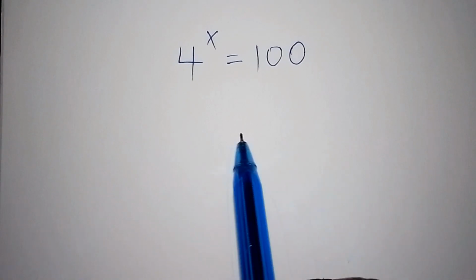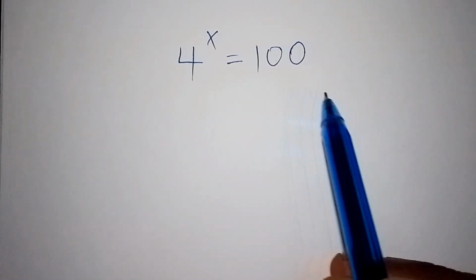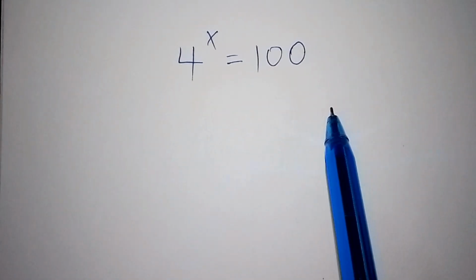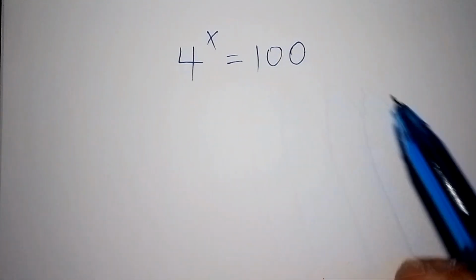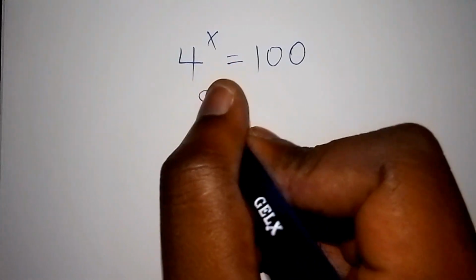Viewers, welcome as you work out this maths problem within the shortest time possible. Make sure you watch this video up to the end. We have 4 to the power of x is equal to 100. How do you find the value of x? Let's start with the solution.